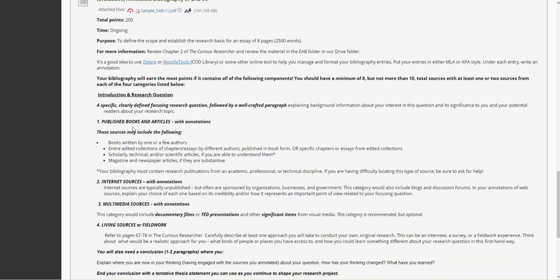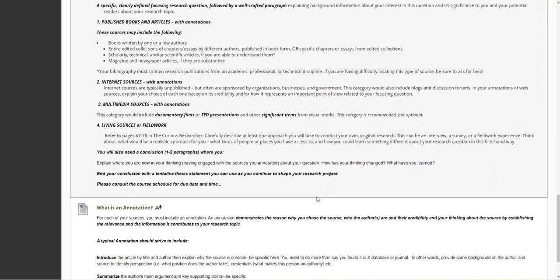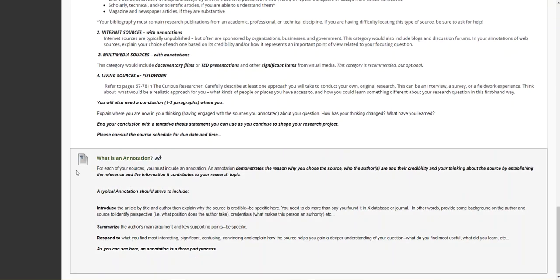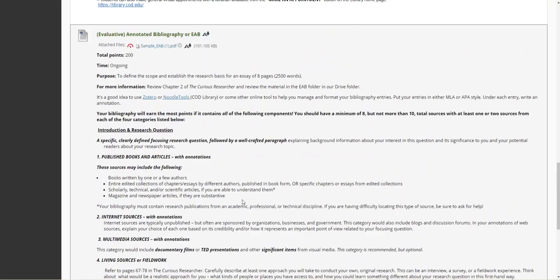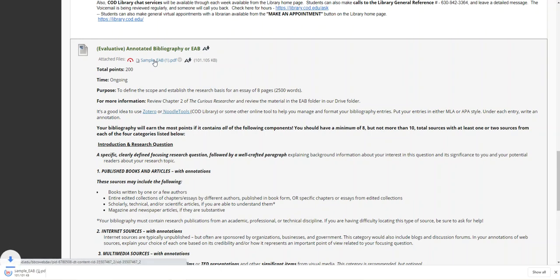But I also want to point out that we do have an introduction. There's going to be 4 categories of sources. I have published books and articles, internet sources, multimedia sources, and then we can talk about living sources and/or field work, right? So I have a section here, what exactly is an annotation that I'm looking for in your particular annotated bibliography. So sometimes a picture is worth 1,000 words, and I can sit here and ramble on about the annotated bibliography, and my throat is getting a little scratchy.